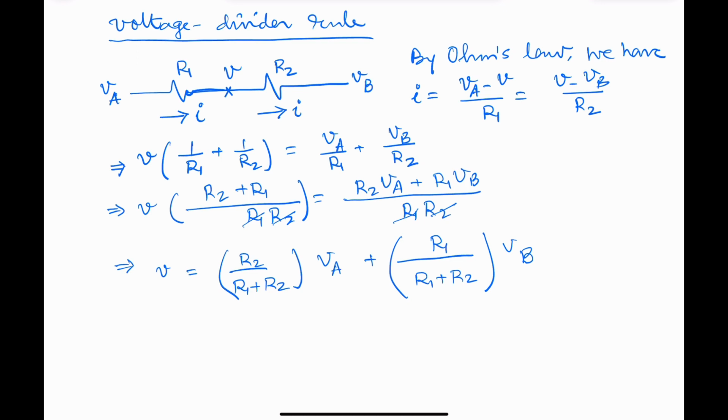This is the potential at a point in between the two resistors R1 and R2 when the same current flows through both the resistors, and this is known as the voltage divider rule. By applying this rule, you can find the potential between two resistors when the same current flows through them and there is no division of current. So this is your voltage divider rule.